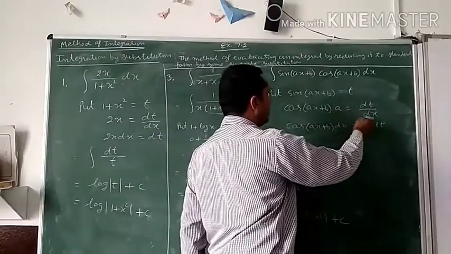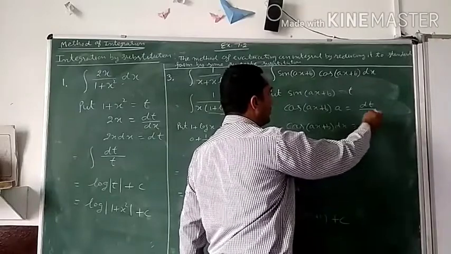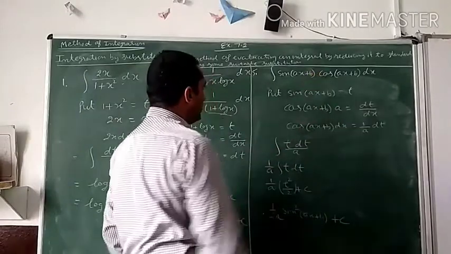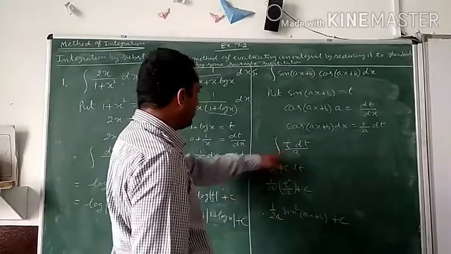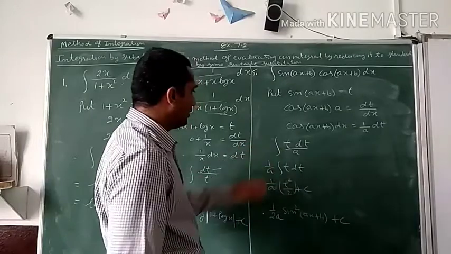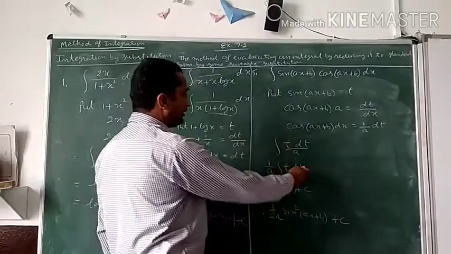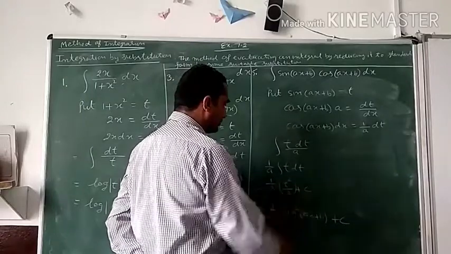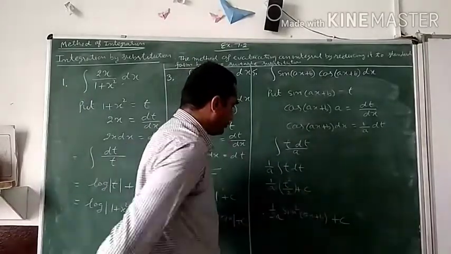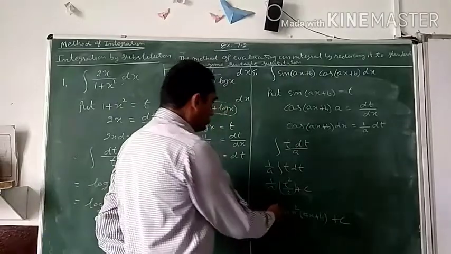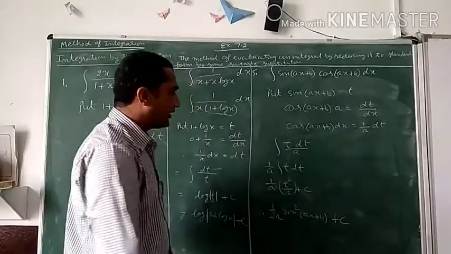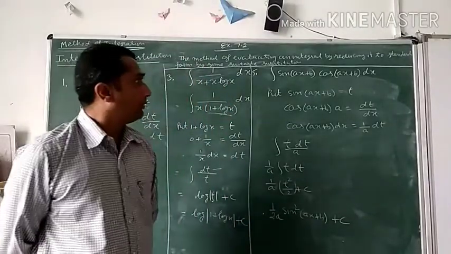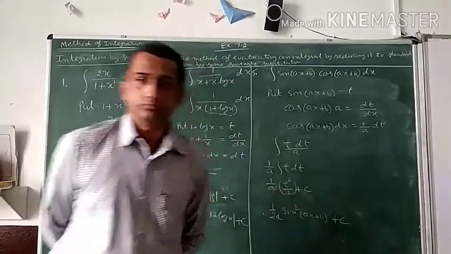Transposing a to the right side, cos(ax plus b) dx is equal to 1 by a dt. So substituting this value, we get t dt over a, and taking 1 by a as a constant outside the integral, integrating t dt, you know the integration of t is t square over 2 plus c. Now substituting the value of t, you will get 1 by 2a sin square(ax plus b) plus c. So students, pause the video to note it down.